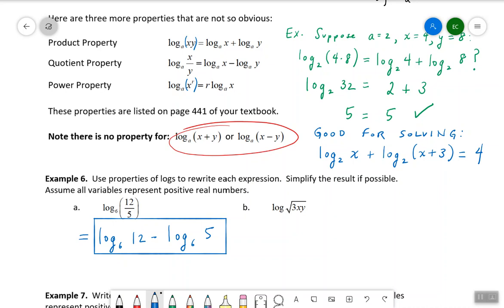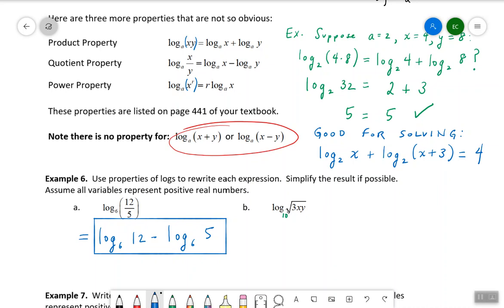Okay, and the next one says the log of the square root of 3xy. What's the base this time? There's no base written. I don't think we've talked about it in this class. Maybe you heard somewhere else that if you just have log and no base, then that implies that the base is 10 and it's called a common log. So I'll say that again in the next section. But for now, we are not too surprised to see log without a base written.